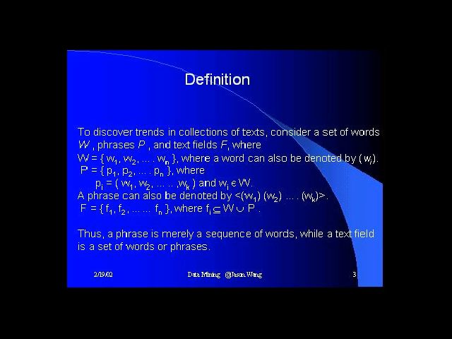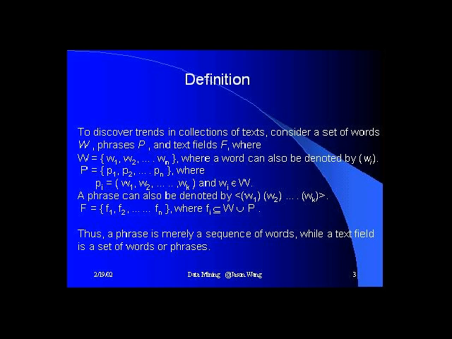So we consider a set of words W1 through Wn, and these are keywords. Each word Wi can be represented by the parentheses (Wi). We also consider a set of phrases when we do trend discovery. So you have a set of phrases P1 through Pn, where each phrase is represented by a sequence of keywords.